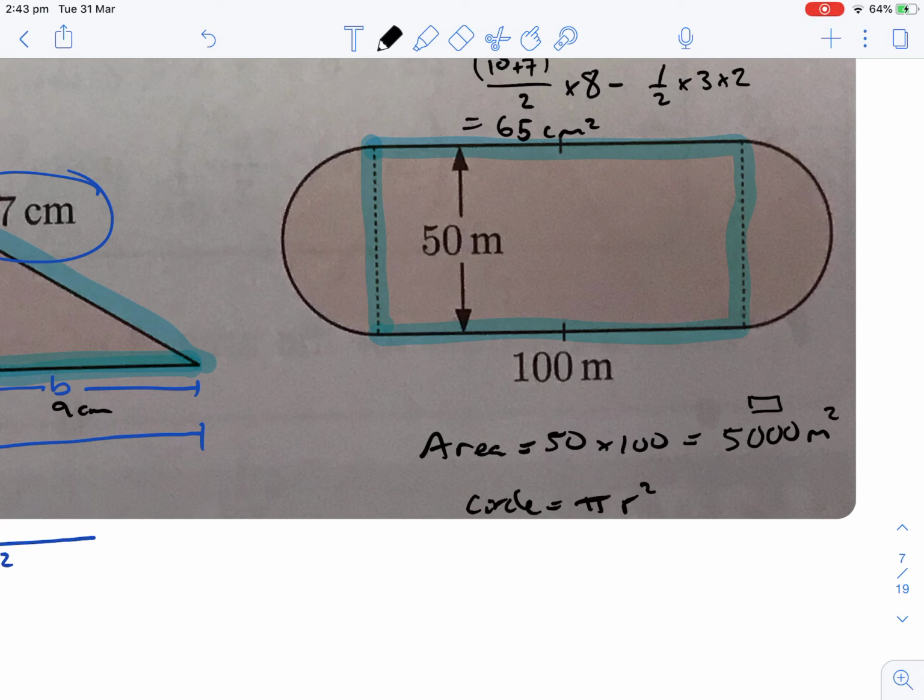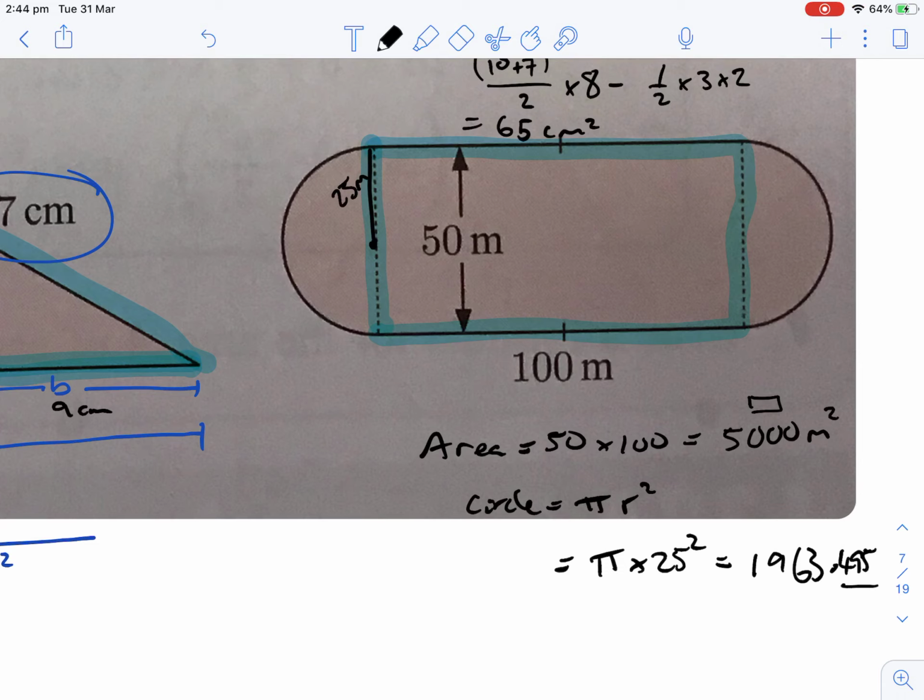Now, they haven't given you r in this question, they've given you the diameter, so what you need to remember is that the radius will be half of that, which in this case, half of 50 is 25, so it'd be 25 metres. So for your circle, you're going to go pi times 25 squared, and for my circle, I get basically 1,963.495. For the moment, I'm just going to say to you, leave all these decimals here, and we always deal with those right at the end.